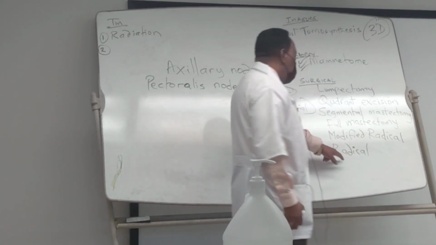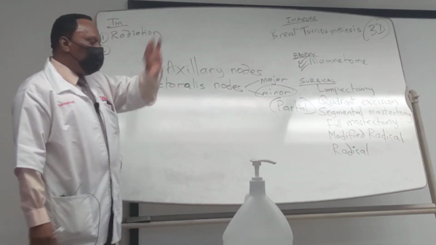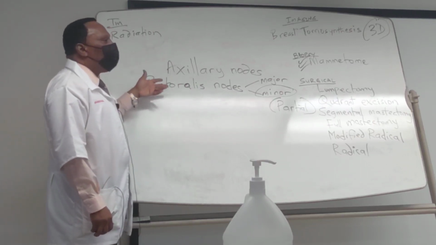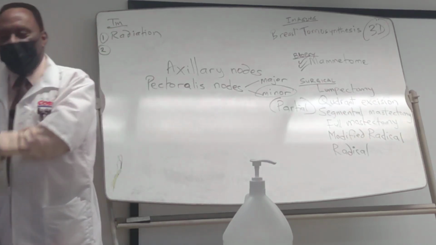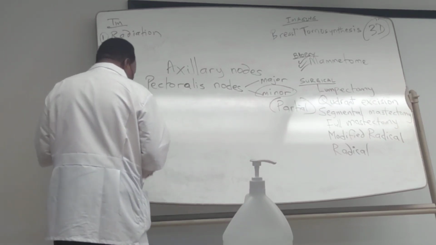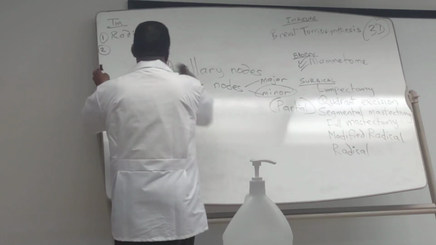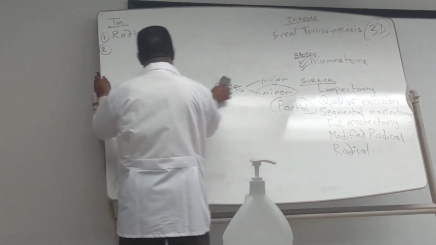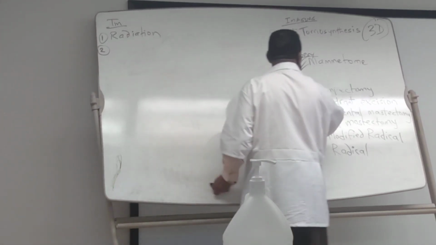So that will be modified radical mastectomy. But in the full radical mastectomy, you take out the breast, you take out the axillary nodes, and you take out both pectoralis nodes. That is both major and minor. So it's just removing everything. So that would be surgical means of handling the breast cancer.